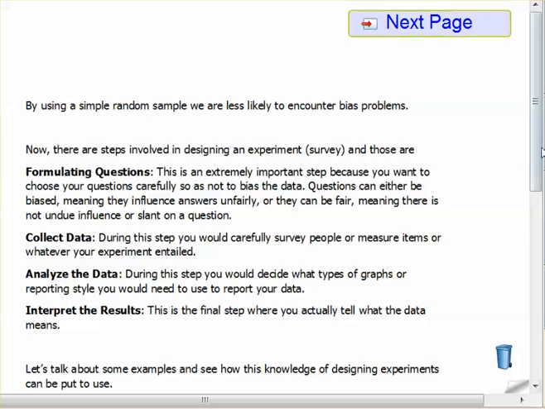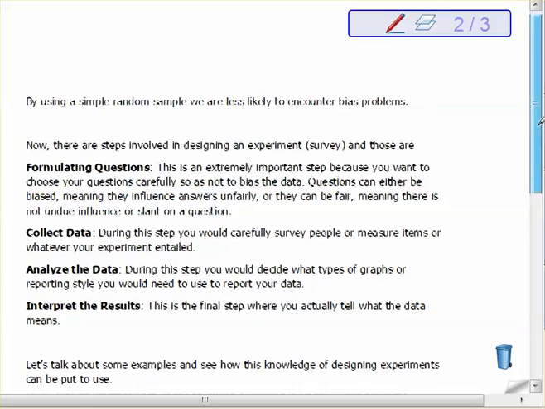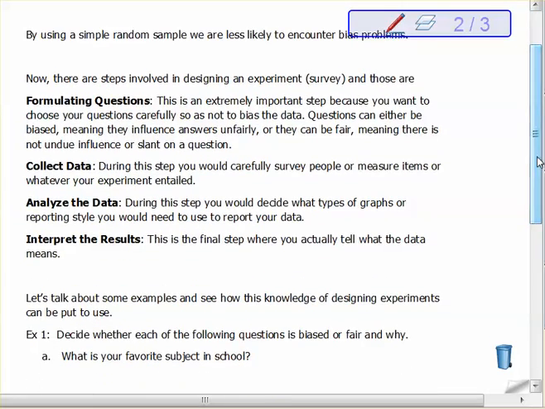Okay, there are steps in designing a survey or an experiment. Sometimes we call it surveys because we generally are talking about people and how people feel about things. Your steps are, first of all, formulating questions. And this is an extremely important step because we want to make sure that we choose our questions carefully so that we don't bias the data.